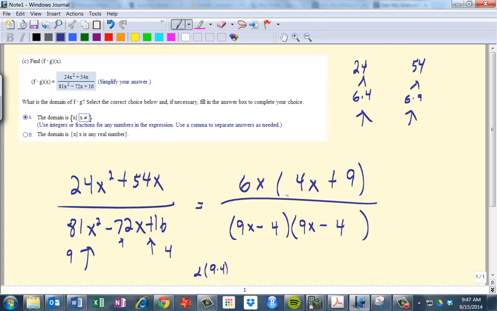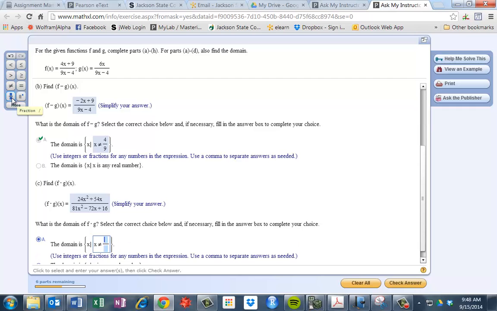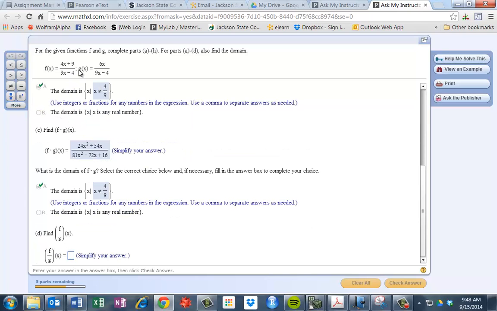Okay, so now you just cancel anything that you can, and we can't really cancel anything here. So we'll just take the denominator and set it equal to 0. 9x minus 4 equals 0, and then solve. So we get x cannot be 4 over 9. And let's see if that's what we got over here. X cannot be 4 over 9.